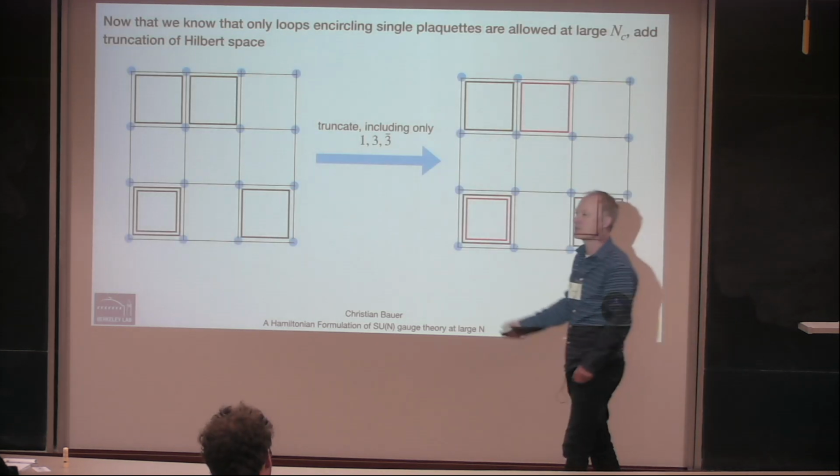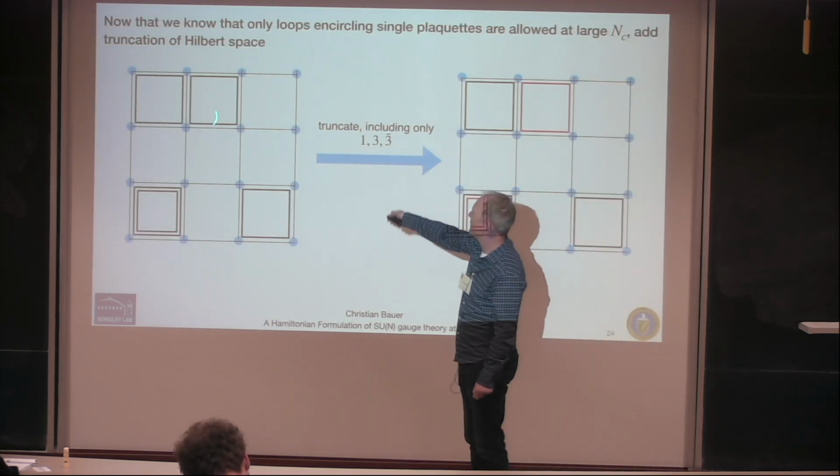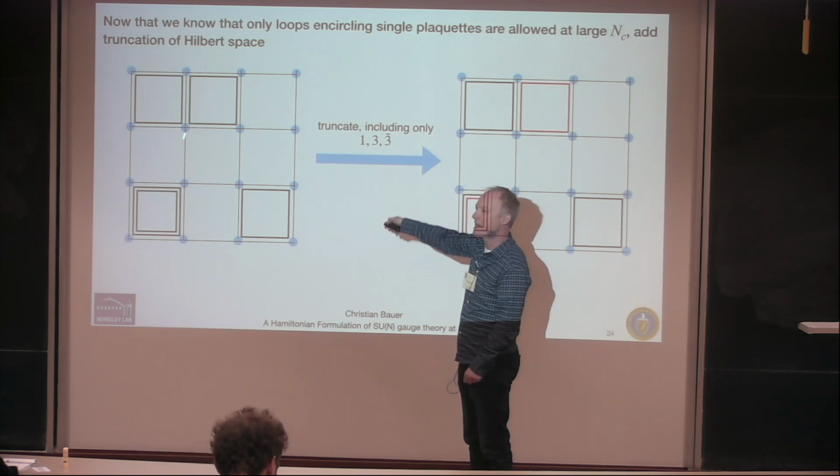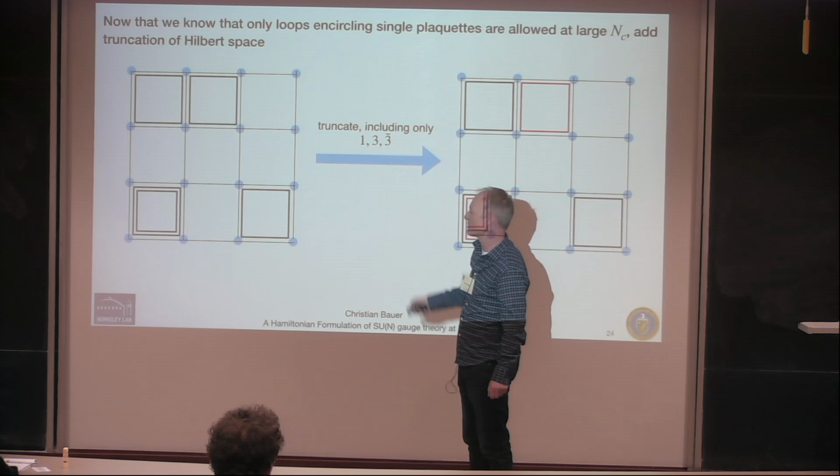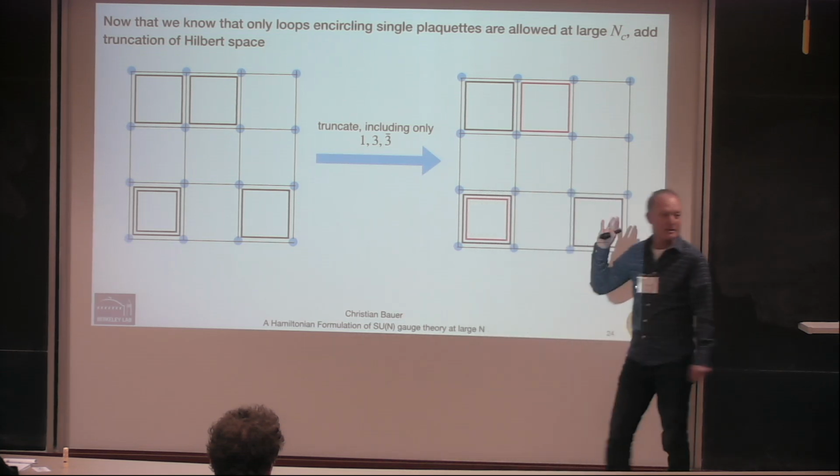So now let's try to put this on a lattice. This is a state that I could have: there's a loop encircling this, one here, two loops encircling this, and so on. Let me make one more.